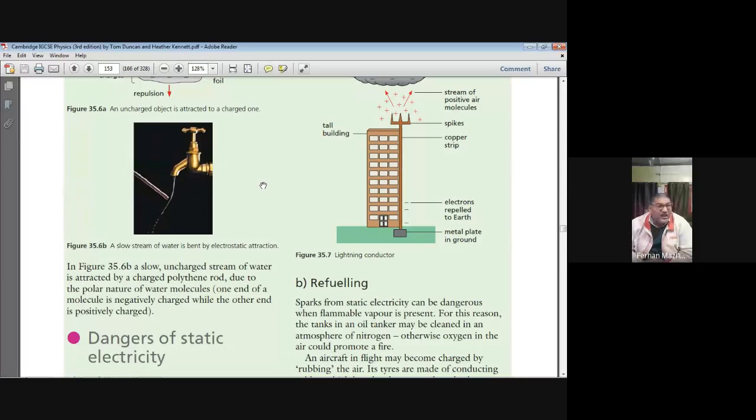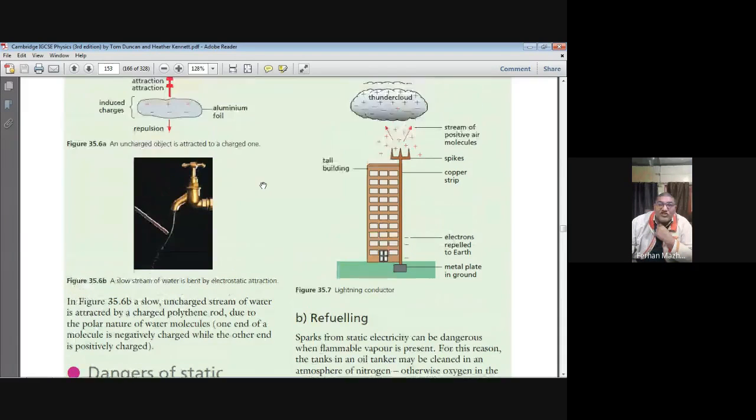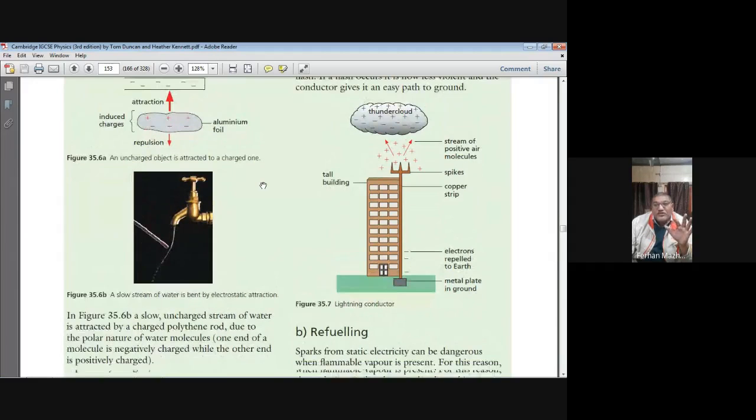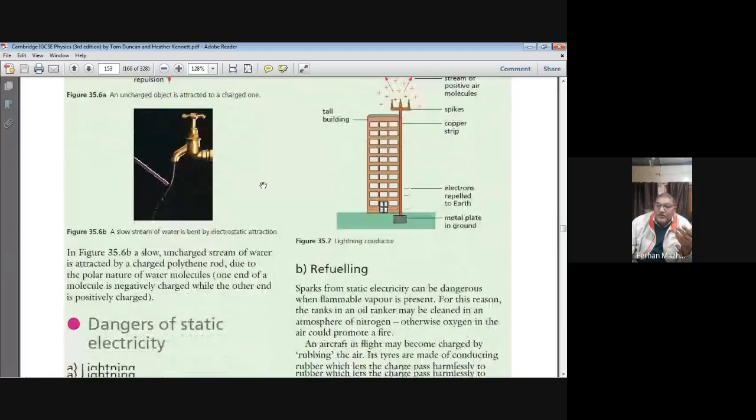So these two things are very, very important. I explained it, then I read it from the book. The reason is that I have seen this question in the exams. So you have to describe and explain why the stream of water is attracted to the charged rod, or why the papers are attracted to the charged comb, or why that aluminum foil is being attracted by a charged rod. So we have to write these things. That's why I am reading them also for you.